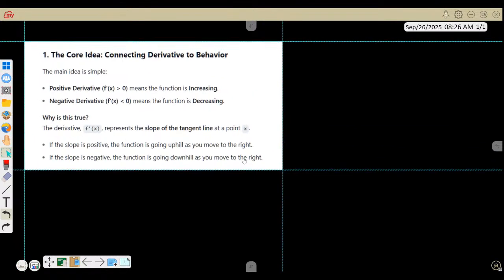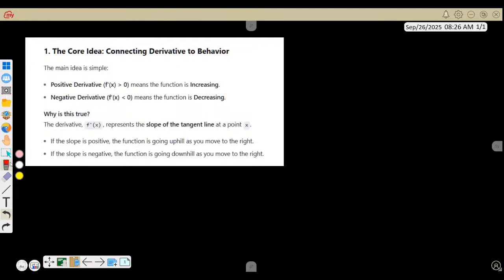So this is the core idea: what is increasing or decreasing, and how we will do the question. So see the first.